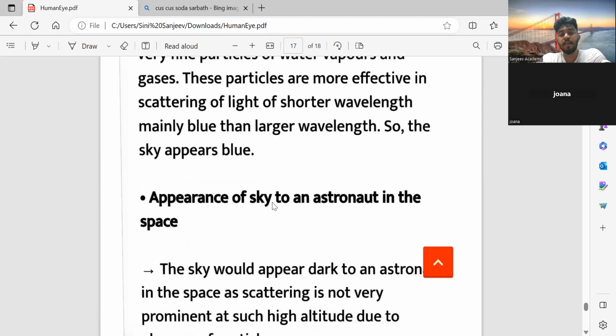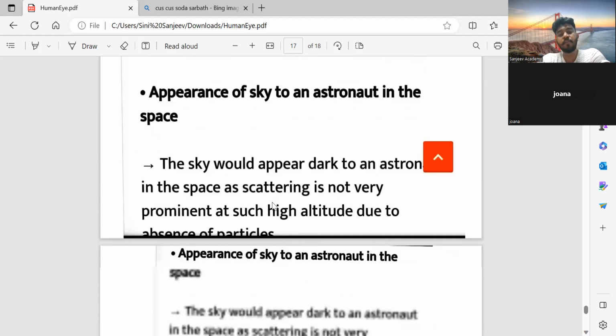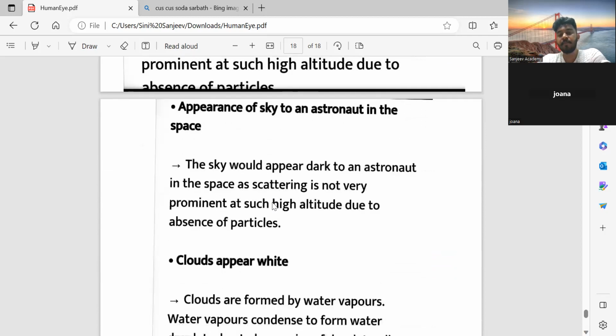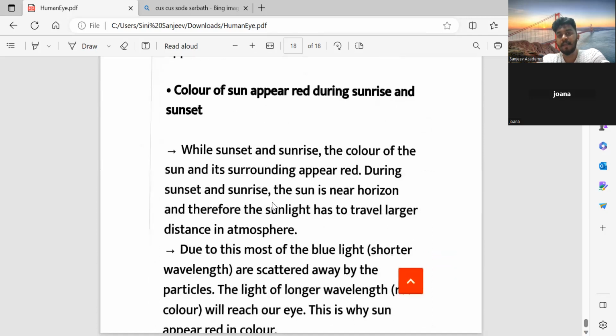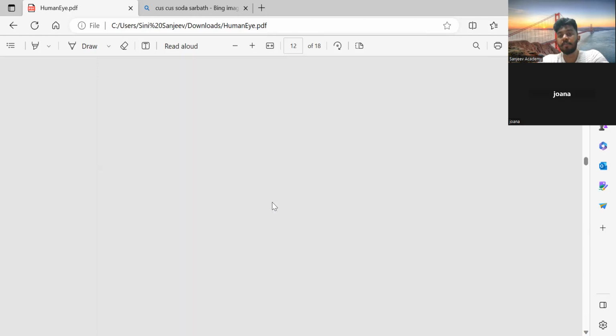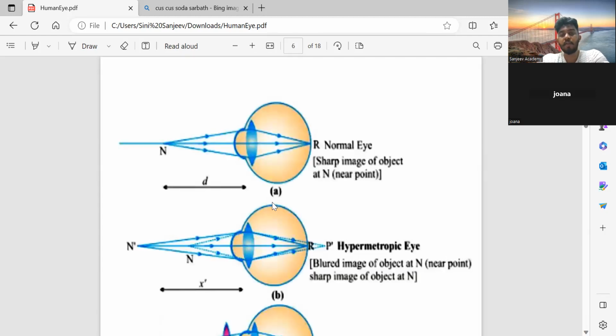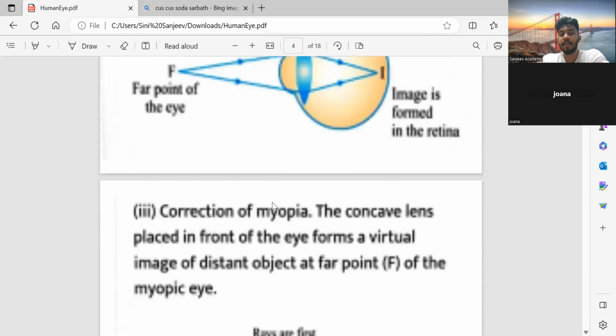The appearance of the sky to an astronaut in space will be dark in color because of the absence of particles, because of the high altitude. And why does cloud appear white? So all of these things, you can just read and get to know. I have written them in very simple words. This is an important topic, and the most important topic which I discussed today was total internal reflection. And then they'll ask about the correction.